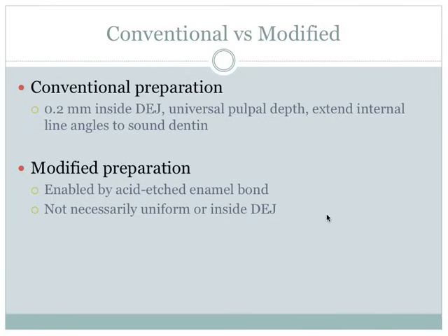We can focus more on removing the decay that's at hand and taking care of that, and also conserving as much healthy tooth structure as we can, not just removing tooth structure for the heck of it. We can just take out the bad stuff and leave the good stuff. And the goal is really to save as much viable tooth structure as possible.